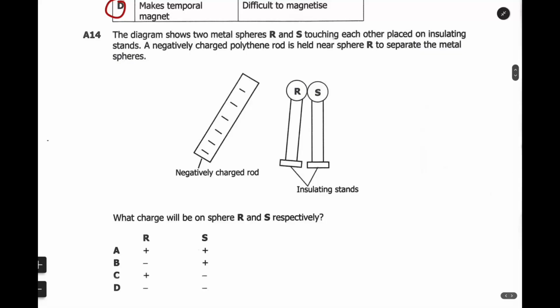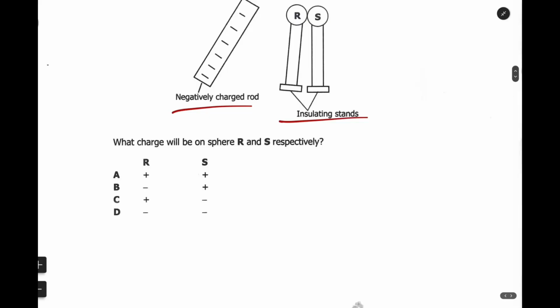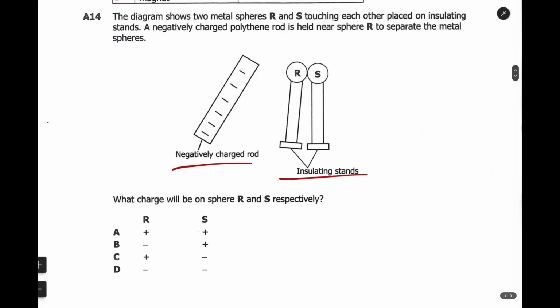Let us have a look at question 14. The diagram below shows two metal spheres, R and S, touching each other, placed on insulating stands. A negatively charged polyethylene is held near sphere R to separate the metal spheres. What charge will be on the sphere R and S respectively? So here, what do you think is the answer? This question, I leave it up to you.